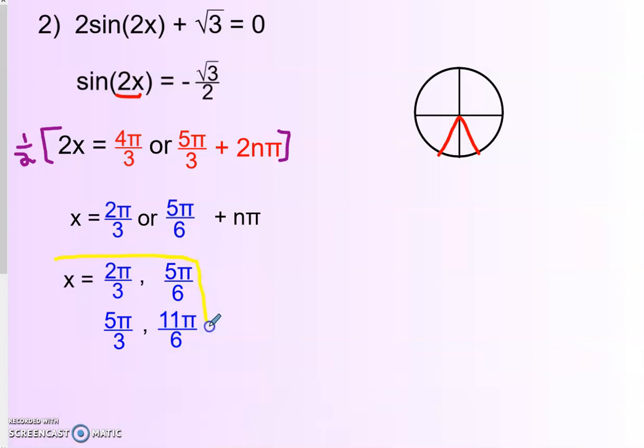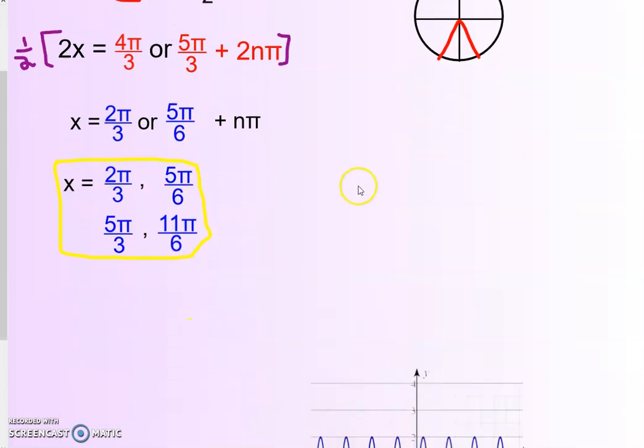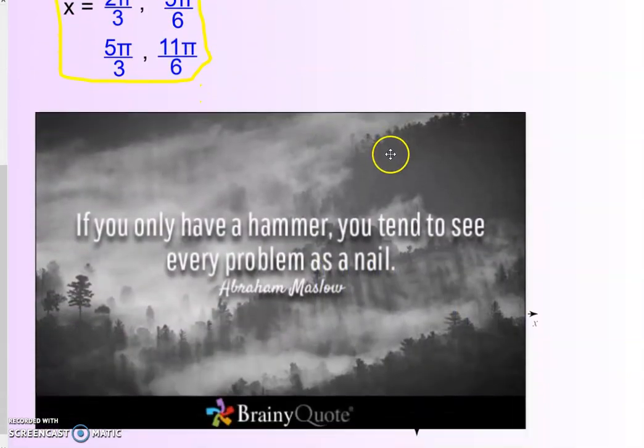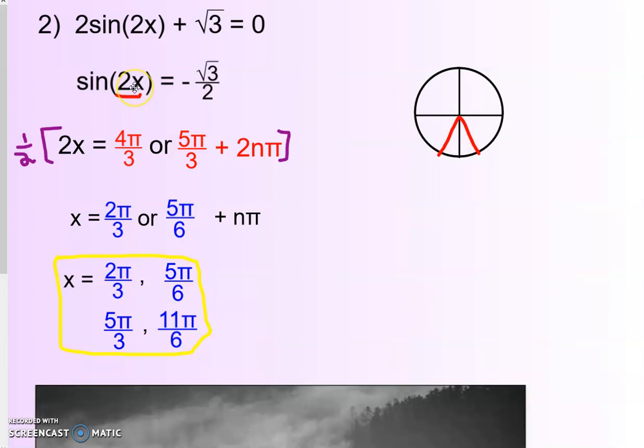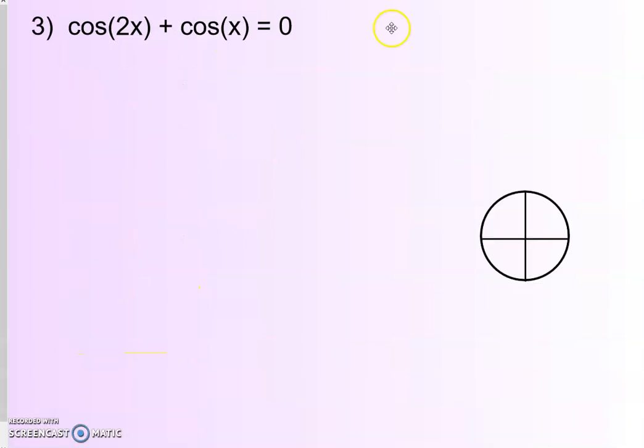Notice, even though we had a double angle, we didn't make a substitution because we didn't need to make a substitution. And this reminds me of one of my favorite quotes: if you only have a hammer, you tend to see every problem as a nail. If you think just because we learned about a double angle formula that we need to use it every single time, that's crazy. You need to be smart about when you apply this and when you don't. So let's take a look at another problem.